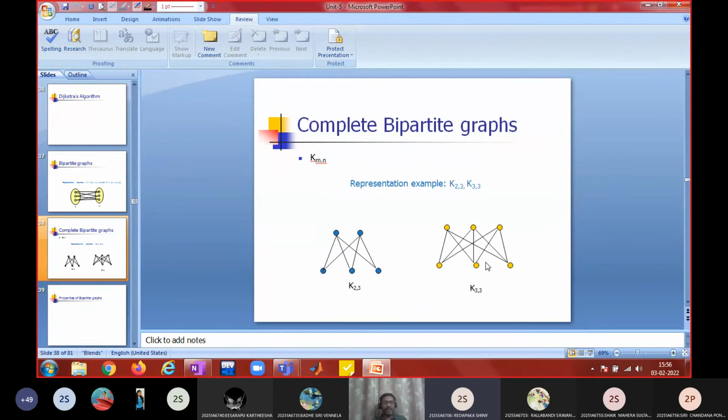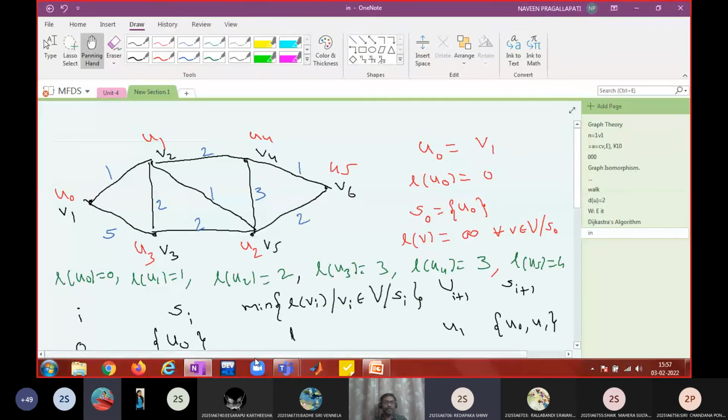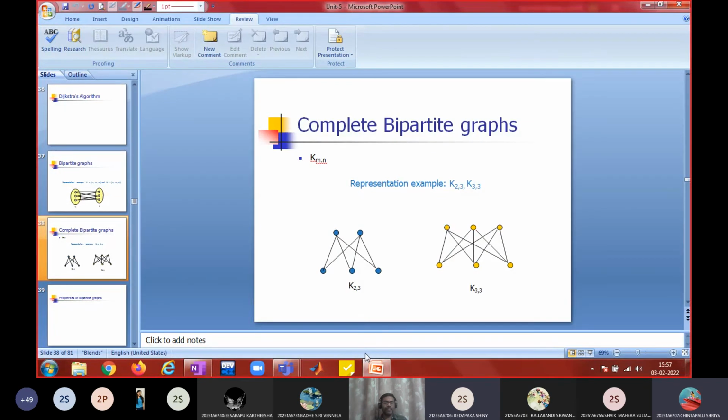Bipartite graph and complete bipartite graph. No, sir. Okay, let us draw one graph. Tell me. Sir, the last three nodes are not connected, no, sir? This one, the one before. Even this one also. You said that every vertex should be connected, no, sir?